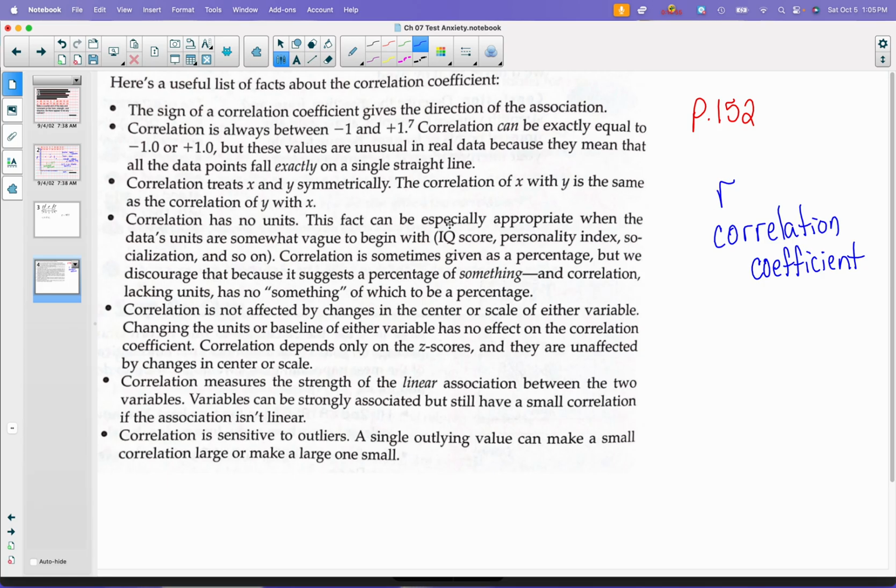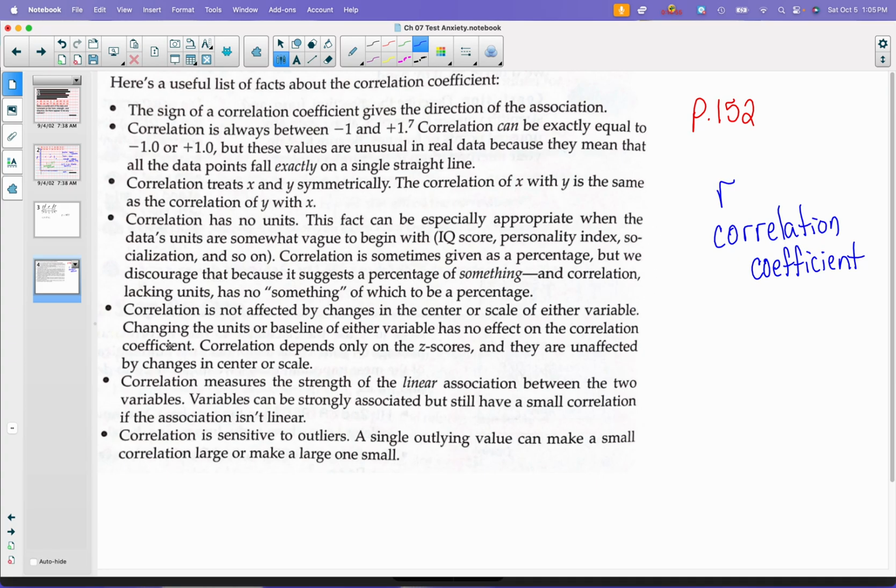Correlation has no units. Correlation is sometimes given as a percentage. I don't generally do that, but there are no units to correlation. You wouldn't say the correlation is -0.5 inches. That would be incorrect. There are no units for correlation.